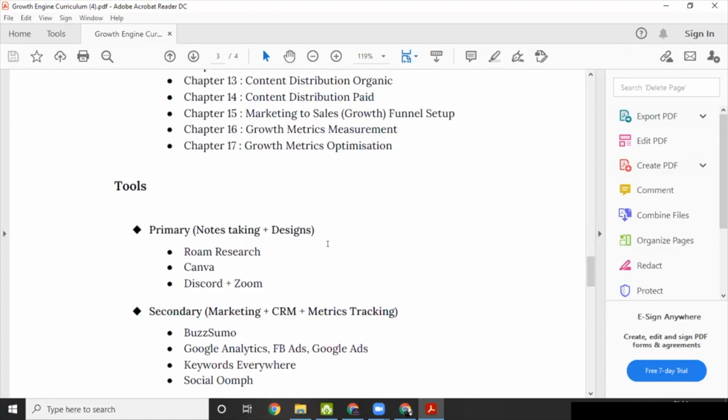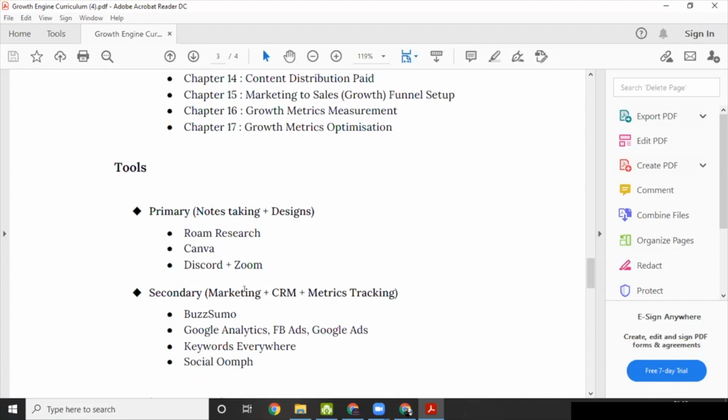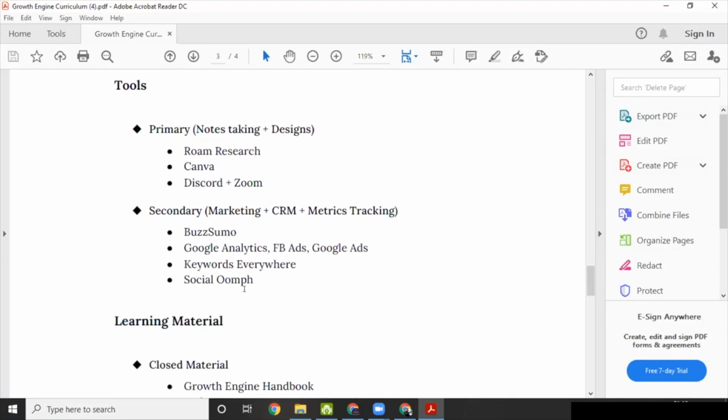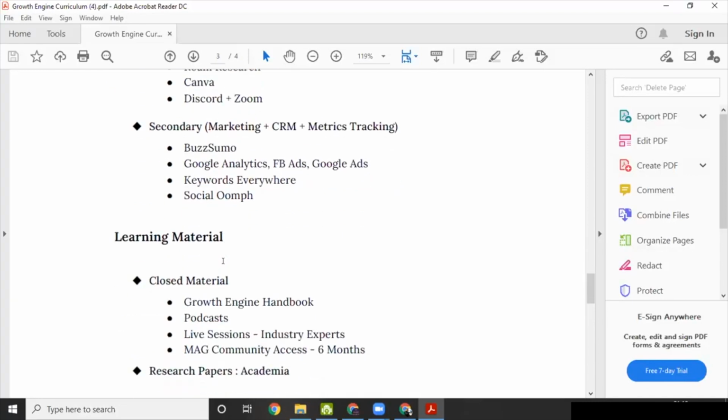So what are the tools that we are using? As we mentioned, Roam Research is one of the tools to make sure that all the content and the internal coordination is being done. Canva is used for designs, and Discord plus Zoom is used for the communication aspect. And then we have the other tools like BuzzSumo and Google Analytics for measuring and understanding the market response of the content that you're churning out.